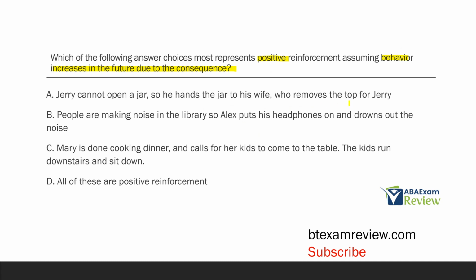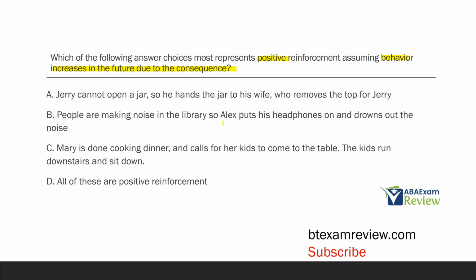So A, Jerry cannot open a jar, so he hands the jar to his wife, who removes the top for Jerry. Let's look at our antecedents, our behaviors, and our consequences. The antecedent is Jerry cannot open a jar. The response is hands jar to his wife. The consequence is removes the top. What was the consequence here? The top was removed. So this is more likely negative reinforcement. In the future, when Jerry needs to get a jar taken away or removed, he'll hand the jar to his wife. So A is out.